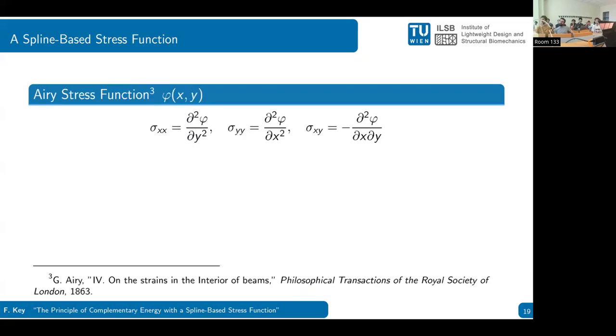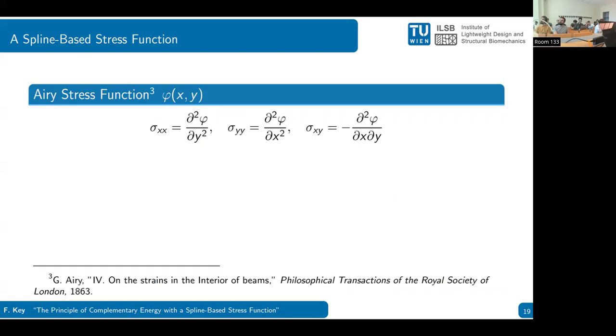We will follow this idea for the two-dimensional case, and there has existed for a very long time the so-called Airy stress function. This is a scalar stress function phi, which depends on two coordinates x and y, and the stress components of the stress tensor are defined in the following way. Sigma xx is the second-order derivative of the scalar stress function phi with respect to the y coordinate. Sigma yy is the second-order derivative of phi with respect to the x coordinate, and sigma xy is equal to the mixed second-order derivative with a minus sign.